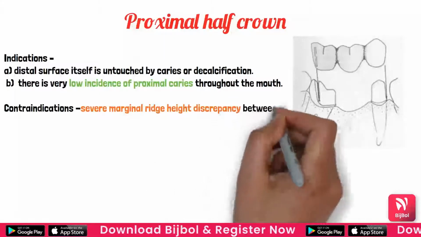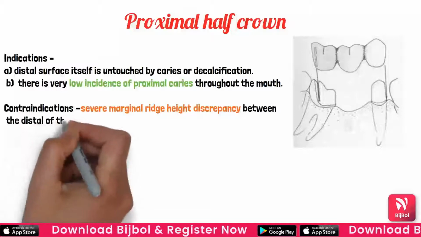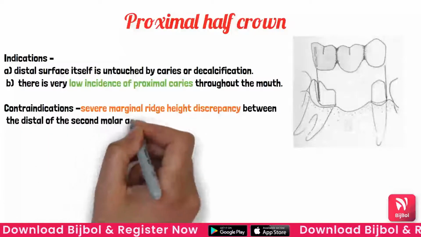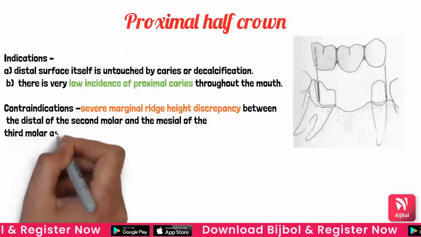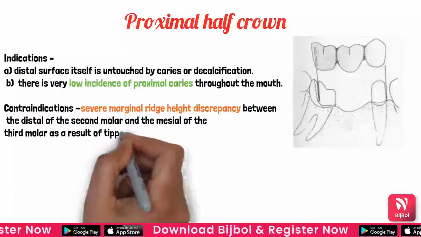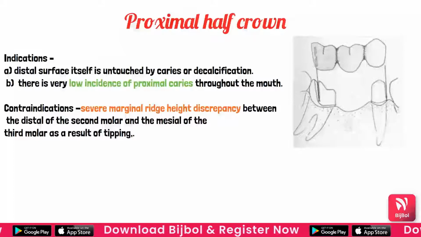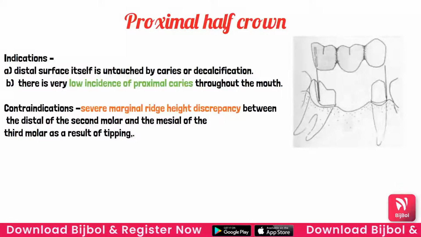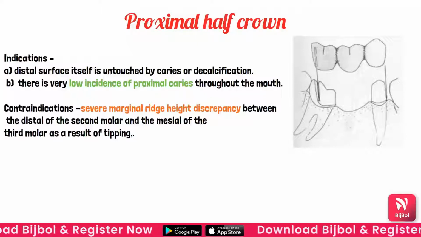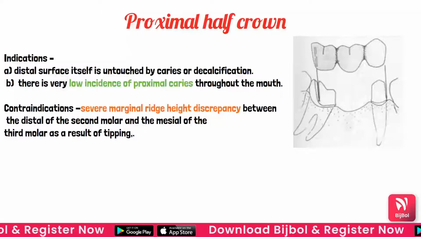When are you contraindicating such proximal half crowns? When you have severe marginal ridge height discrepancy between the distal of the second molar and the mesial of the third molar. Suppose the occlusal plane is not even for the distal and mesial sides of the molars. In such situations, you cannot give a proximal half crown. That we have to remember, because sometimes there is tipping of the third molar.